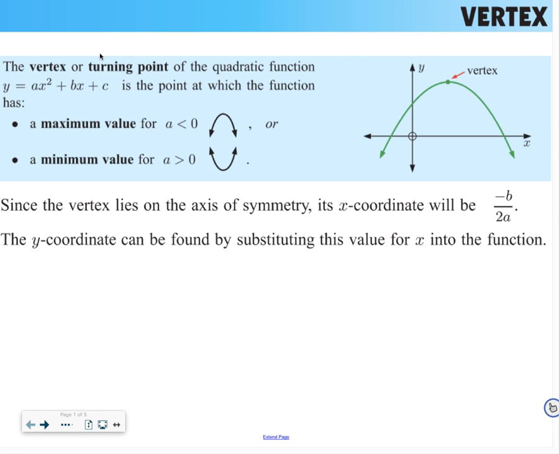Here we are looking at the vertex of a parabola. So a vertex is the turning point of a quadratic function. That vertex could be one of two things.